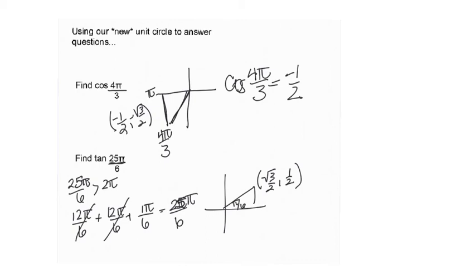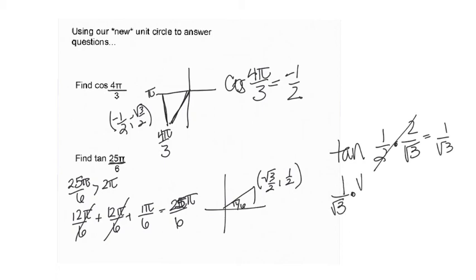So now I need to find tangent, and a lot of us struggled with tangent. Tangent is y over x, so you're going to flip the other one and multiply. So now I have this. This is not an okay answer. You need to rationalize the denominator, and you get this as your answer.